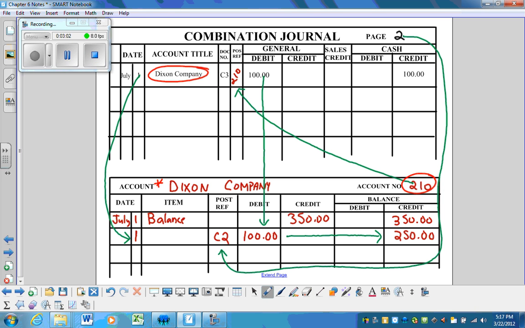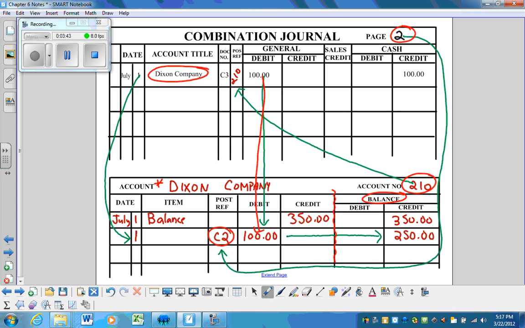It says here July 1st balance. That means that at the beginning of the month you owed Dixon Company $350. So that's going to be a credit. On this line, the left-hand side is the transaction. The right-hand side is the balance. So what is left in the account after the transaction? We're going to transfer this debit of 100 straight down. It's happening on the 1st. This C2 over here is coming from combination page 2.